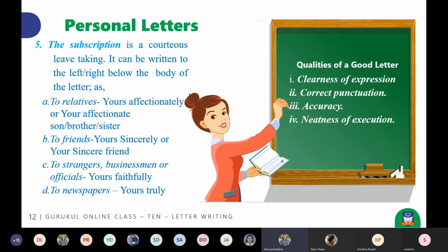It can be written to the left or right below the body of the letter. When you have written your address and date, follow the same alignment. If you have written in the right hand top corner, then this subscription also goes in the right hand bottom corner. But I suggest you put everything on the left hand. This date and address are in the left hand top corner, and this subscription also in the left hand bottom corner. So there are some examples for you. To relatives, like yours affectionately.